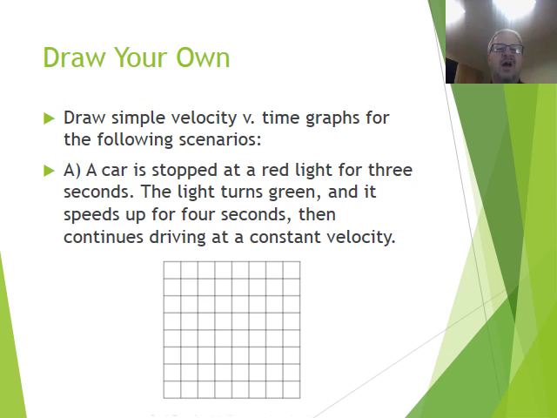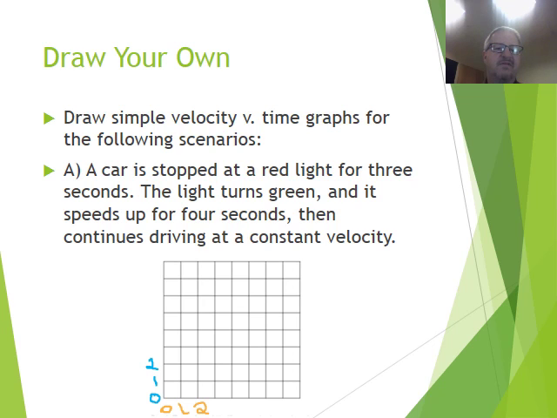Here I'm going to have you draw your own simple velocity and time graph for the following scenarios. Now, on your worksheet, you have these grids, so you can just use them as is. You can just number them. So remember, 0 is down here, and 0 is down here. 1, 2, etc. You get the idea. 1, 2.